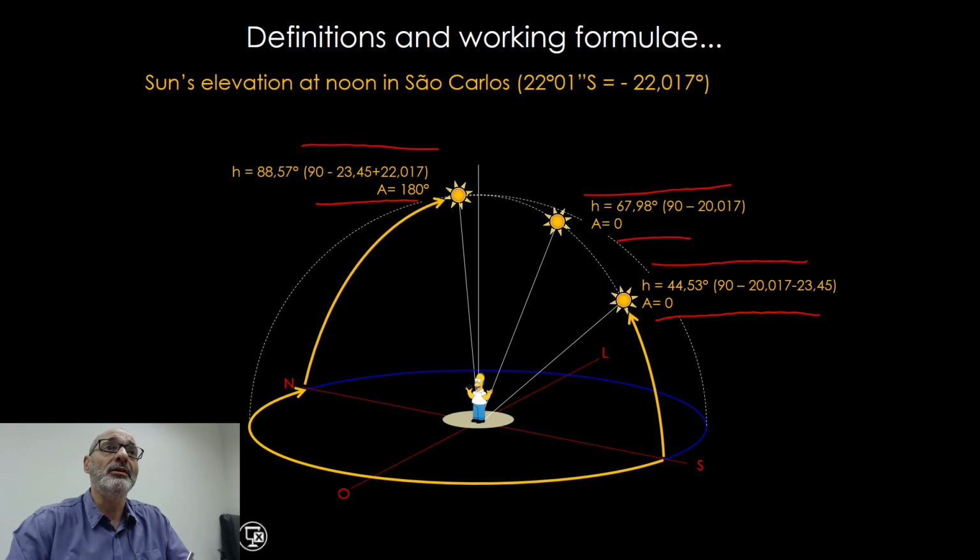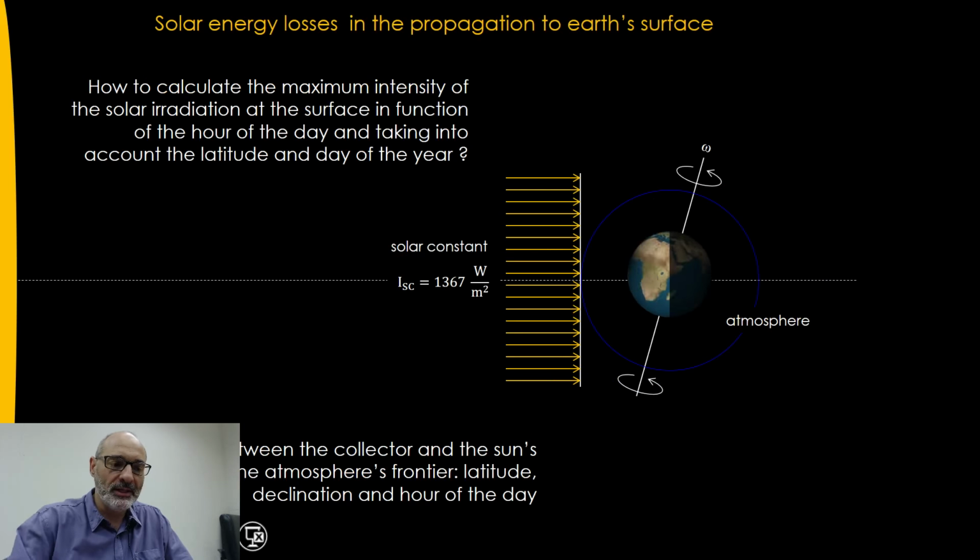So we have all we need to calculate the position of the sun in the sky, as I keep repeating, on a given day of the year, at a given hour of the day. Now what we need to do is assess the amount of energy at the surface of the Earth that will be available for conversion through our power plant. So we need to explain how energy is absorbed when it traverses the atmosphere.